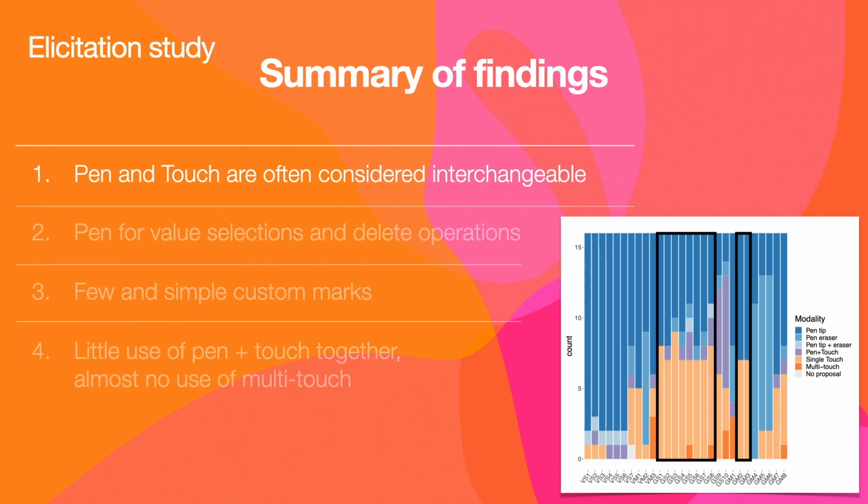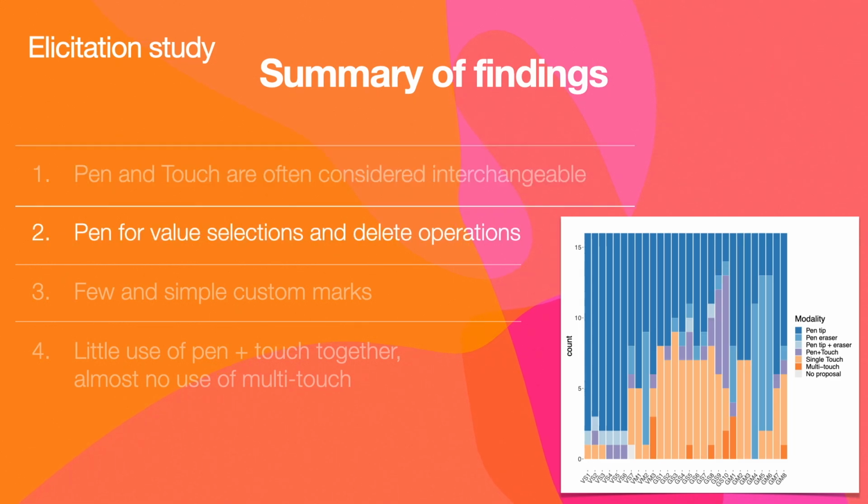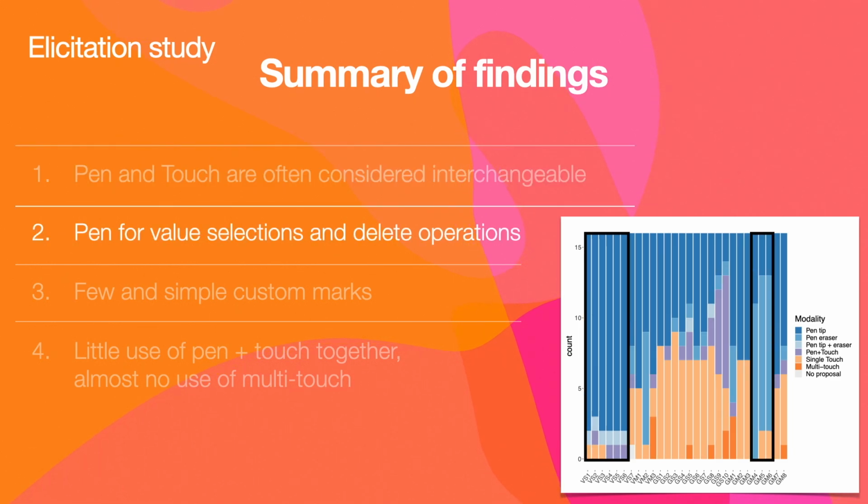Firstly, pen and touch are often considered interchangeable by participants, so modality alone can't distinguish between interactions aimed at the grid layer and interactions aimed at the value layer. Two exceptions are the selection of values and the deletion of elements, both of which are almost systematically performed with the pen. For selection, certainly because the tip of the pen allowed for higher precision, especially when selecting part of a string or a single character, and for deletion, they used the other end of the pen for the eraser analogy.